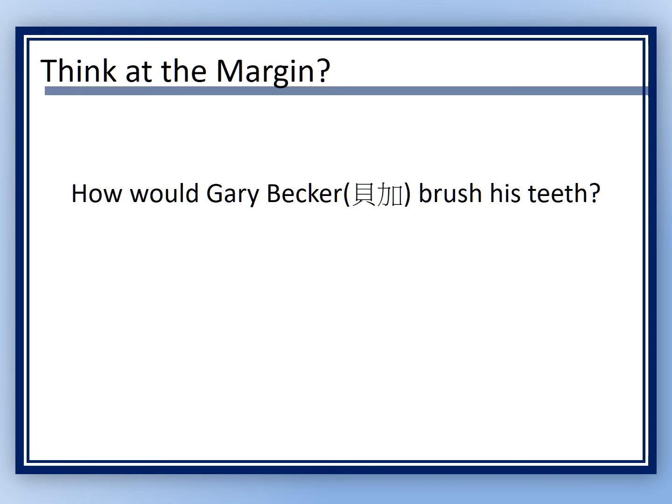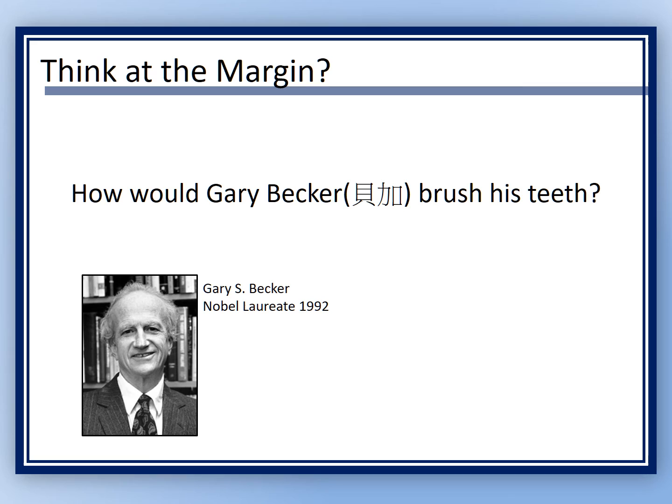An example to illustrate whether people do this is: how would Gary Becker brush his teeth? Gary Becker is a Nobel laureate in 2002. He is a Chicago economist, famous for applying economic rationality to topics that would traditionally be considered not in the realm of economics. For example, marriage and dating.